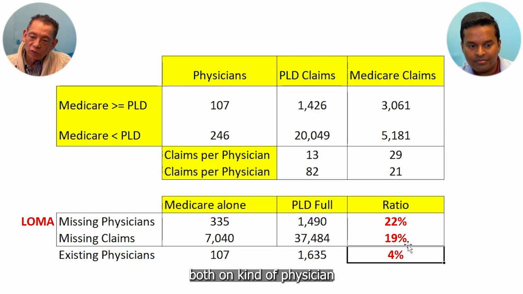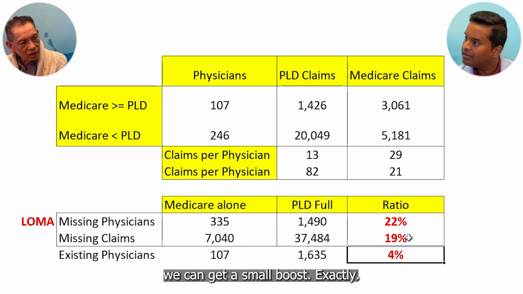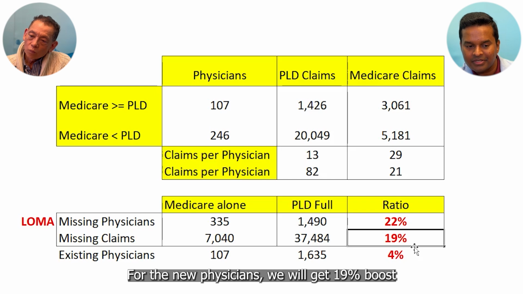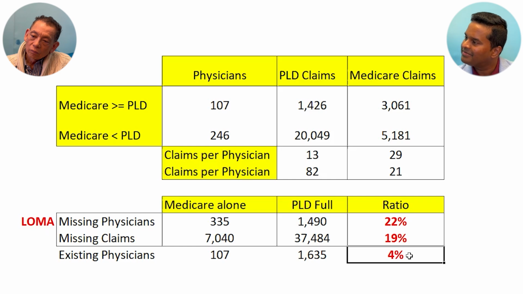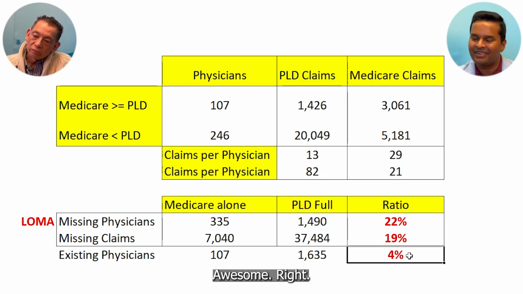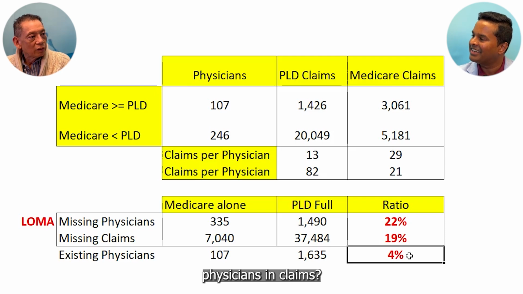So we get a boost both on physicians not reported at all, and even for those that are reported, we get a small boost. Exactly. For the new physicians, we get a 19% boost in terms of claims, and for the existing, we get a 4% boost in terms of claims too. Well, this is very good. Awesome. This is how you enhance the incremental physicians and claims.